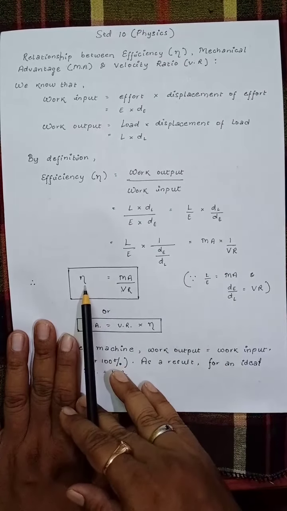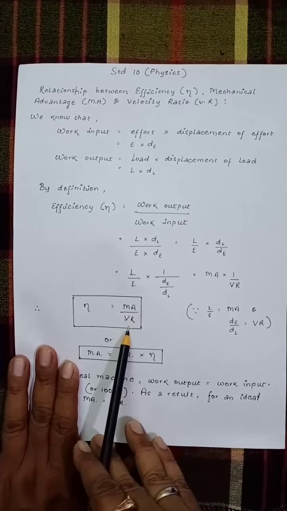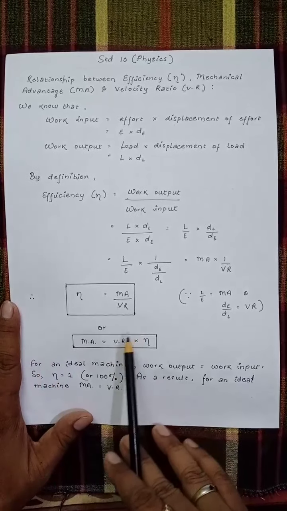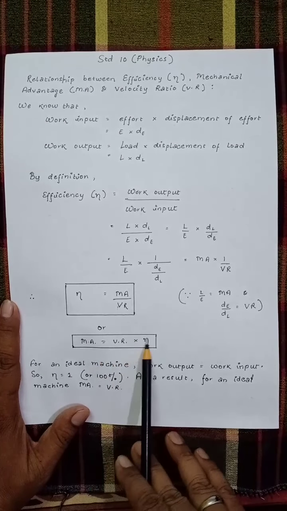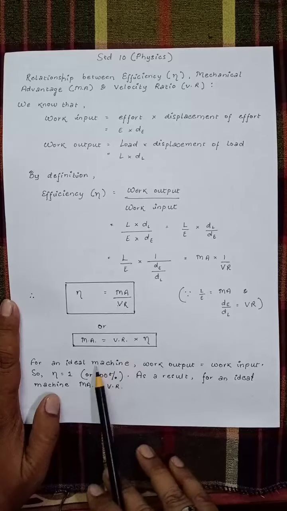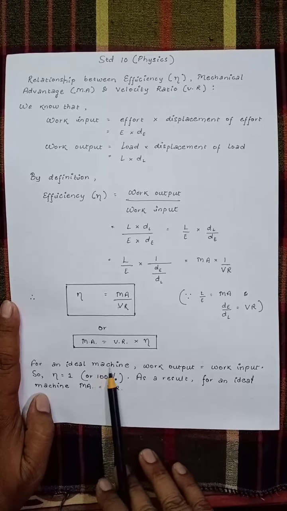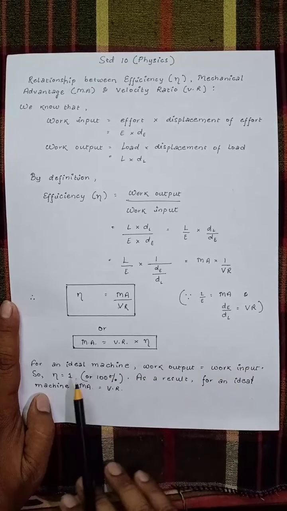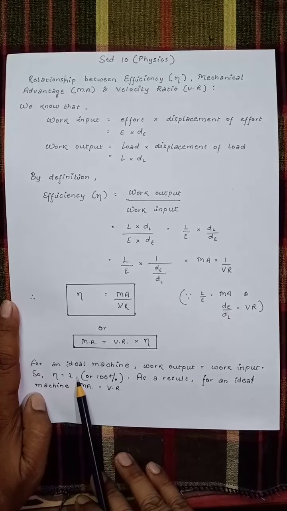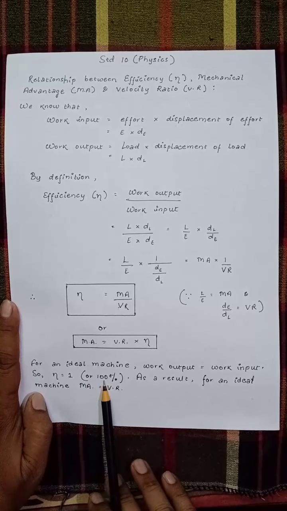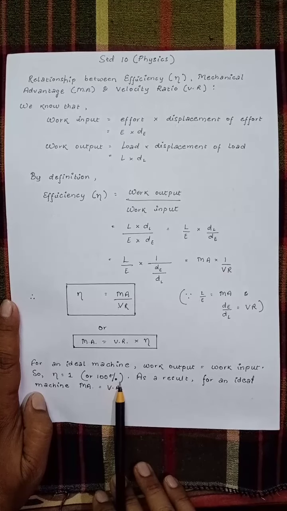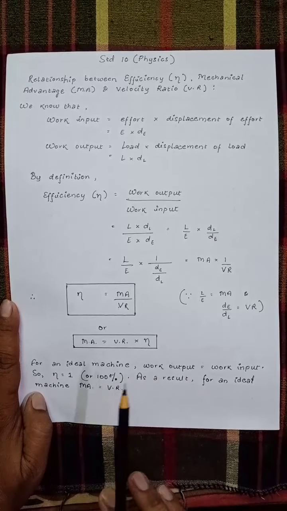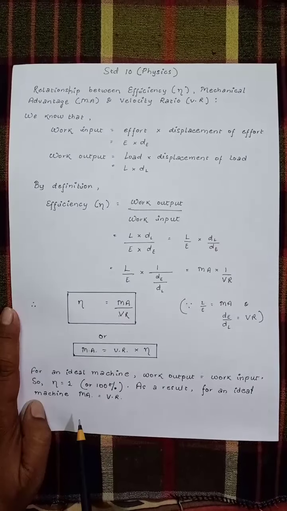Hence we say efficiency equals mechanical advantage by velocity ratio, or you can say mechanical advantage equals velocity ratio into efficiency. For an ideal machine, work output equals work input, so efficiency equals 1 and percentage efficiency is 100%. As a result, for an ideal machine, mechanical advantage equals velocity ratio.